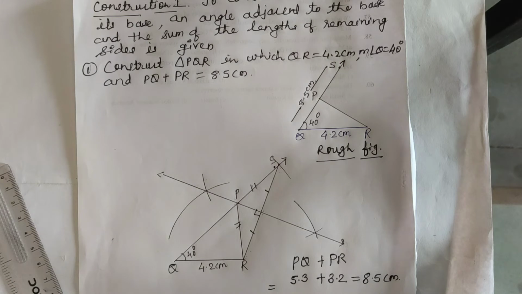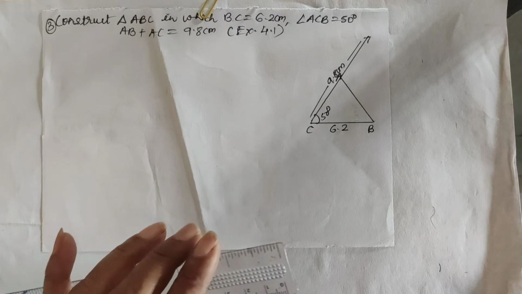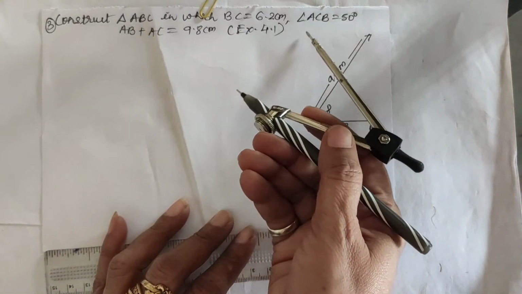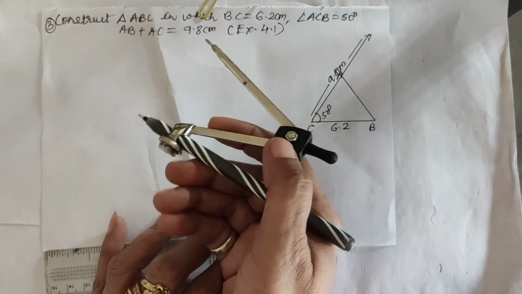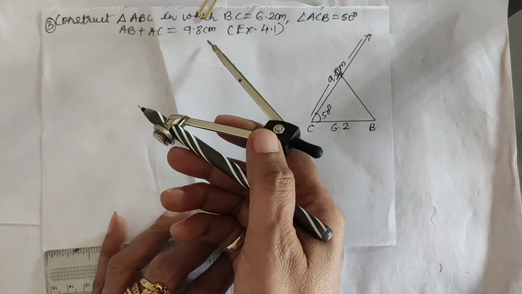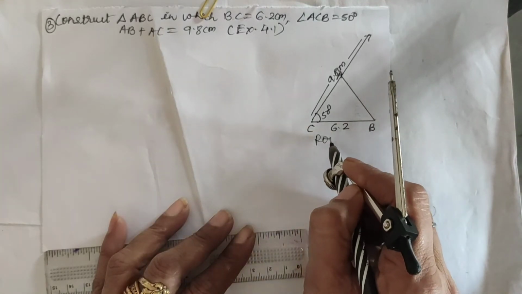Okay, let's move to the next example now. Let's move to question number 3. You have to construct triangle ABC in which BC is equal to 6.2, angle ACB is equal to 50 degrees, and the sum of the two sides AB plus AC is given as 9.8 centimeter. Now you know, this is the rough figure. This is your rough figure.